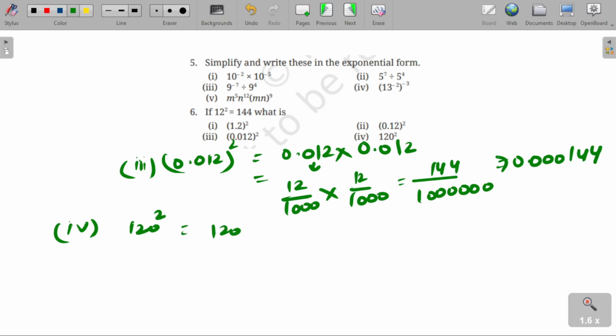The last part is 120 square. That is 120 into 120. This is simple. This is leading us to this answer. Hope this is clear to you. Moving to the next question.